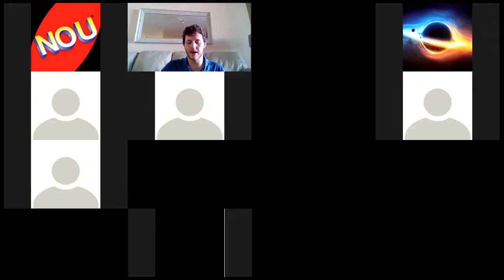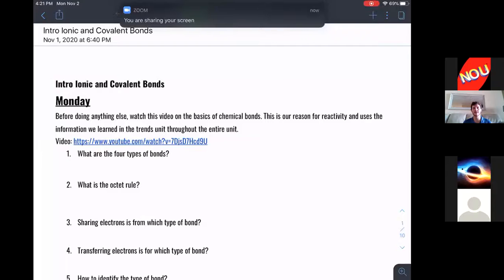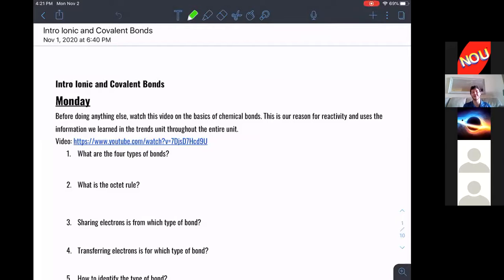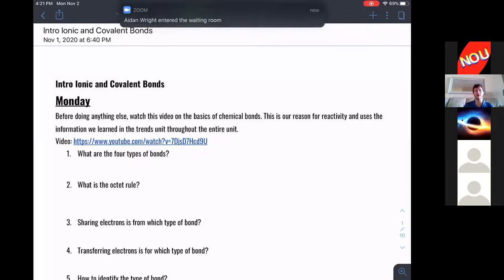So I wanted to talk today just real quick about what we're going to be doing this week and basically what we're doing for this entire unit. If you take a look at what you're doing today, it's actually an assignment for the entire week. It's one assignment. It's a very long assignment, which is why you have the entire week to work on this. And it's broken down into days for you.